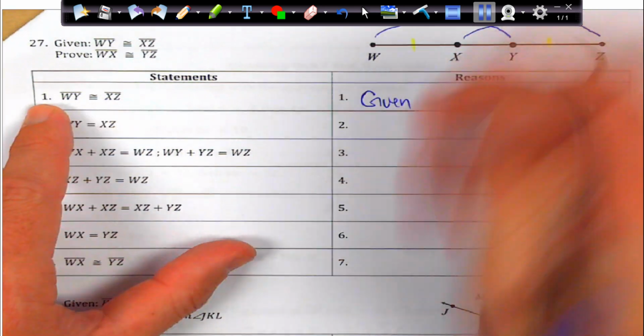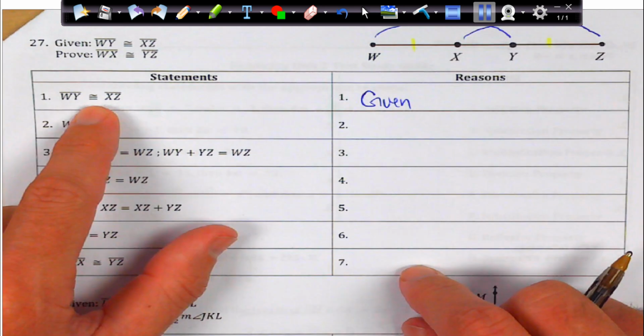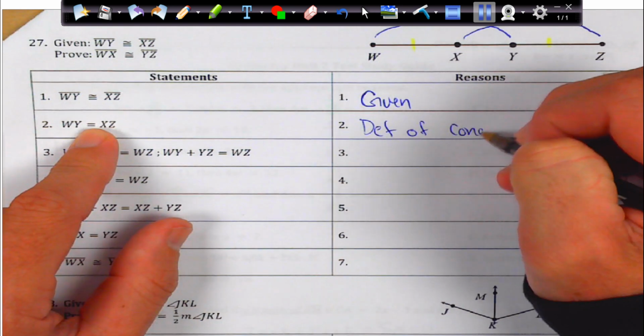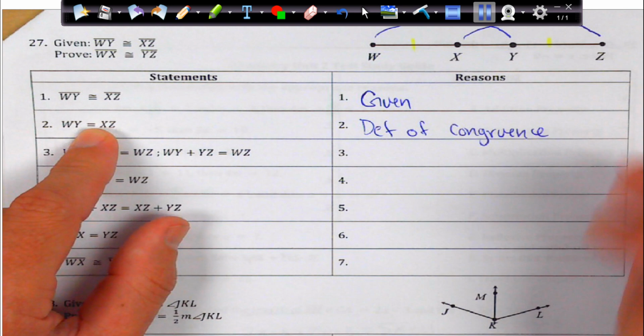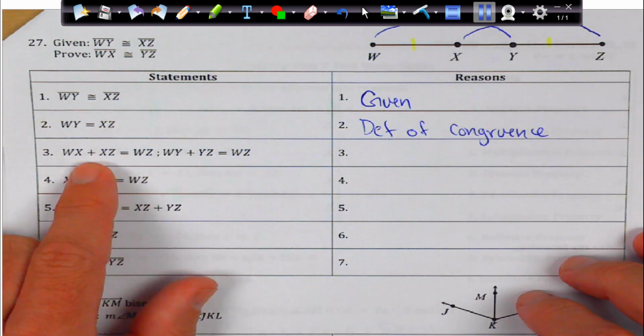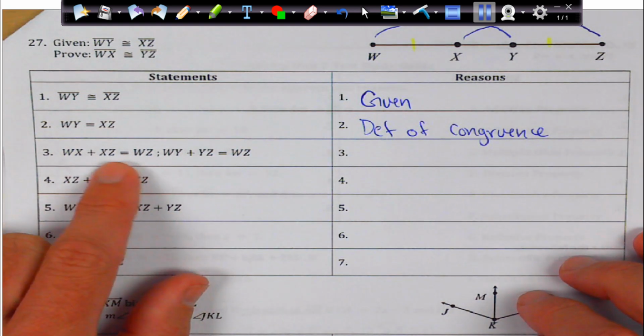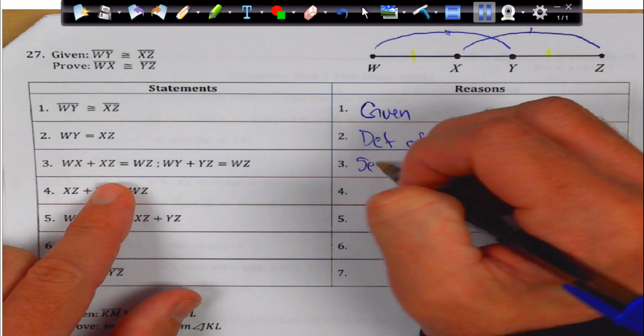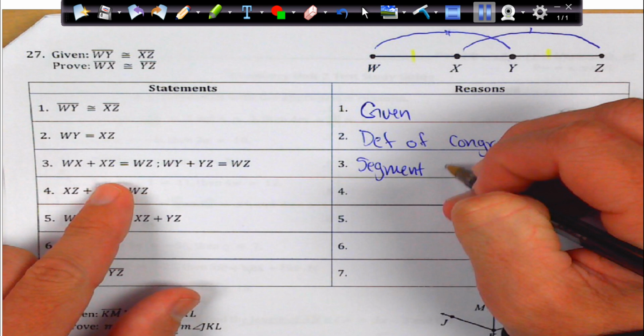Okay, then I go from congruent to equal. If you ever go from congruent to equal or equal to congruent, you're talking about the definition of congruence. Now I see what appears to be 2 segments adding up to a bigger segment. This is definitely segment addition postulate, right? I kind of foresaw this.